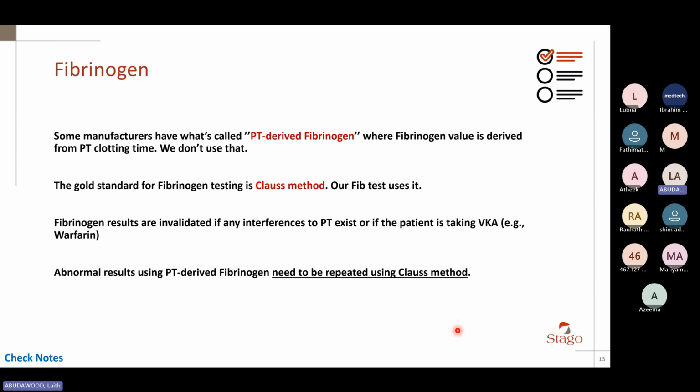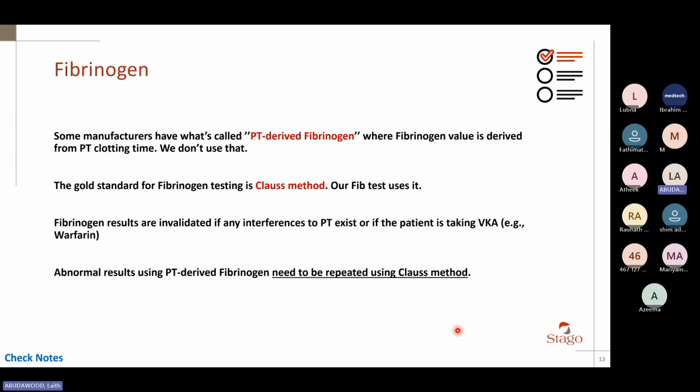Plus, another issue with this PT-derived fibrinogen: anything that can interfere with PT, like the patient is taking warfarin, or the patient has a deficiency of factor 7, 2, 10, or 5, your fibrinogen results are completely inaccurate, okay? Because there's something else other than fibrinogen that's causing prolongation. So it has a lot of problems.